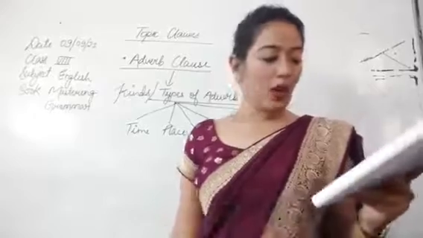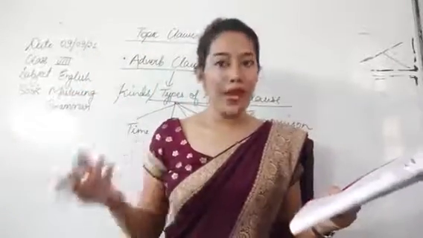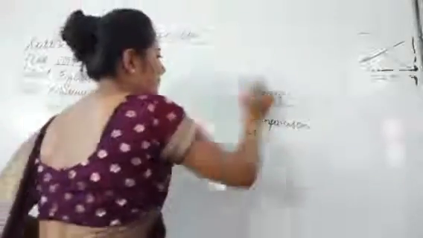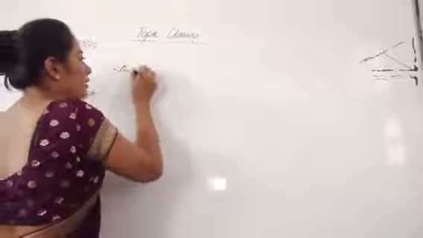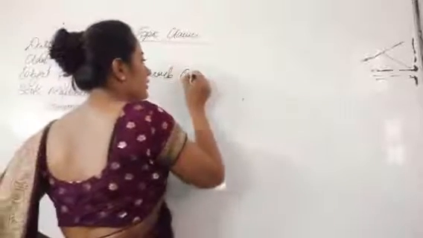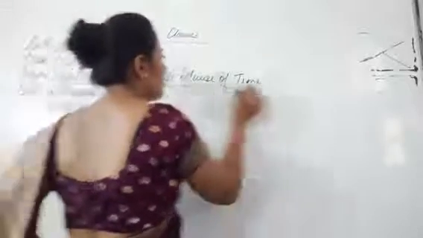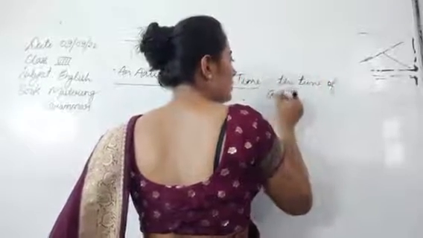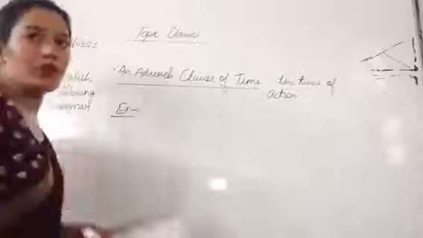So, an adverb clause of time shows the time of action. Ki ye action kab hua. Okay? Time shows the time of action. When this particular action took place. At what time? Example. An adverb clause of time. So this shows the time of action. Am I clear? Now the example would be, what would be the example?